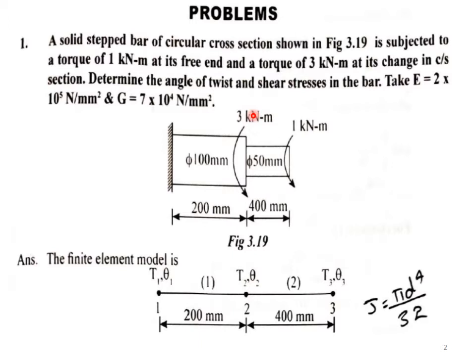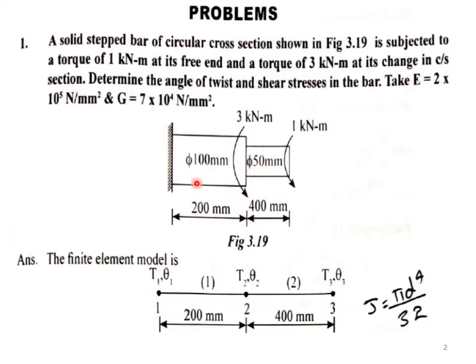At the portion of change in cross section, that is at this point, it is subjected to a torque of 3 kilonewton meter as told in the problem. And at this point, it is subjected to a torque of 1 kilonewton meter. You can see here. Now we have to determine the angle of twist and shear stress in the bar.